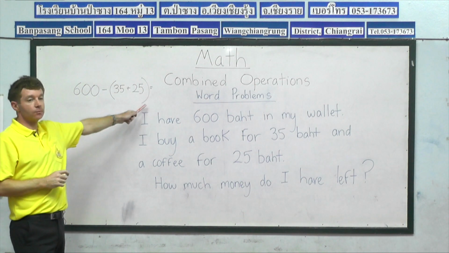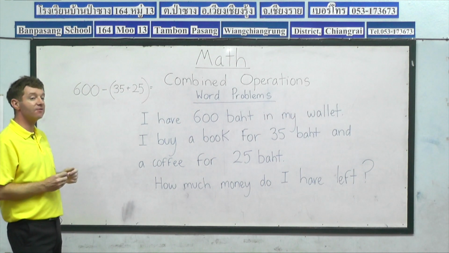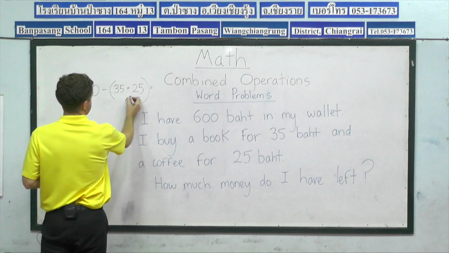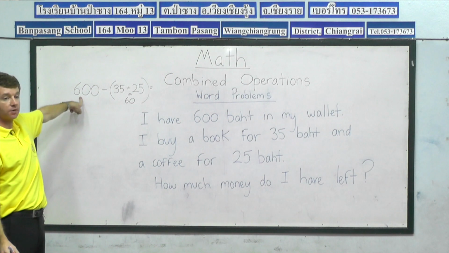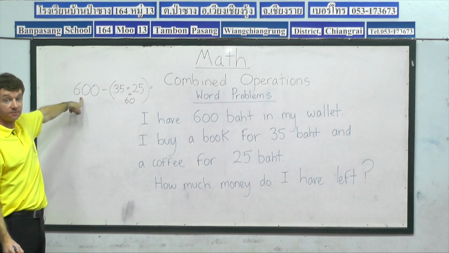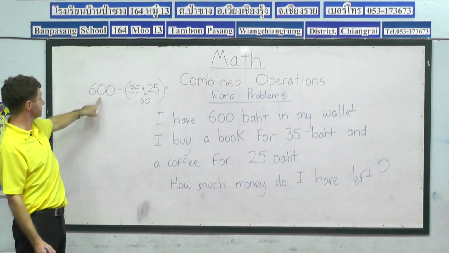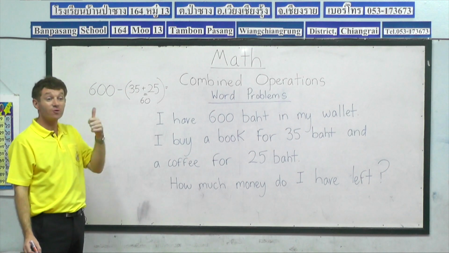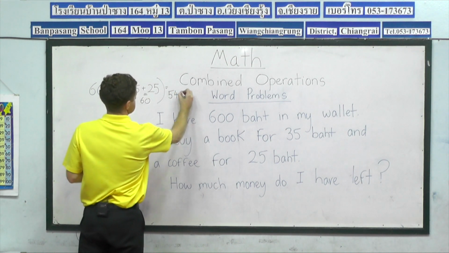Always remember, guys, where do we start? Always start in brackets. So, 35 plus 25 equals 60. So, we have our calculation here equals 60. So now, how much money did I start with? 600 baht. How much money did I spend? 60 baht. So 600 minus 60 is 540 baht. Excellent, guys. 5, 4, 0.